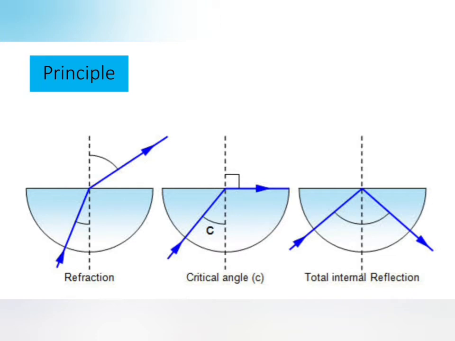To understand total internal reflection, we need the basic idea about refraction. In refraction, there is involvement of two media: one is the denser medium, another is the rarer medium, and the boundary between the two media is called the interface. We all know that when a light ray goes from a rarer medium to a denser medium, it moves towards the normal. And when light goes from a denser medium to a rarer medium, it goes away from the normal.